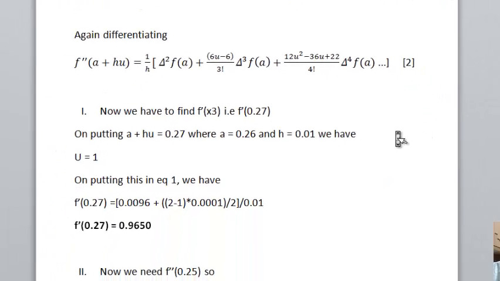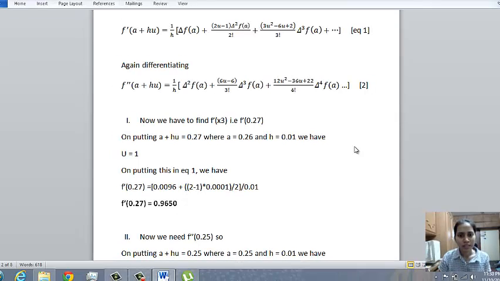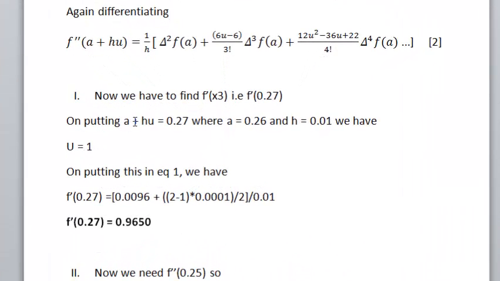we call this equation 2. Now we know that x3 is equal to 0.27, and we need to find df by dx at x is equal to 0.27. That means we need to find f dash x3, f dash 0.27. For this we assume that a is equal to 0.26 and h is equal to 0.01, so we get a plus hu is equal to 0.27. Thus we can find the value of u, which comes to be 1.